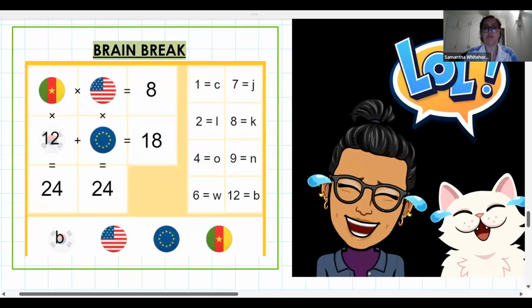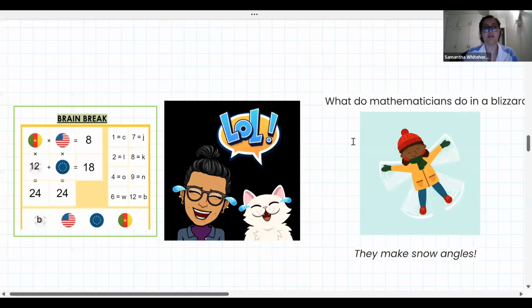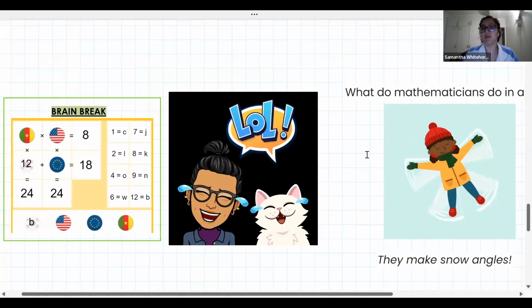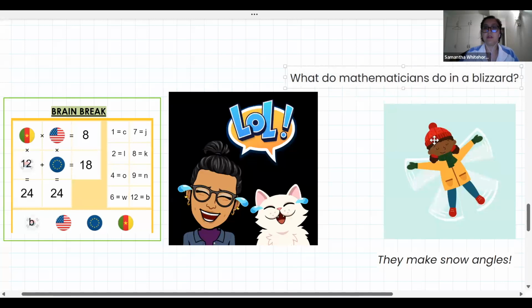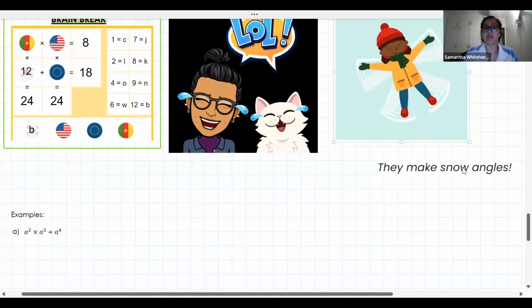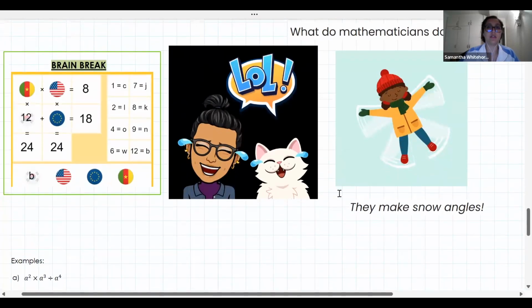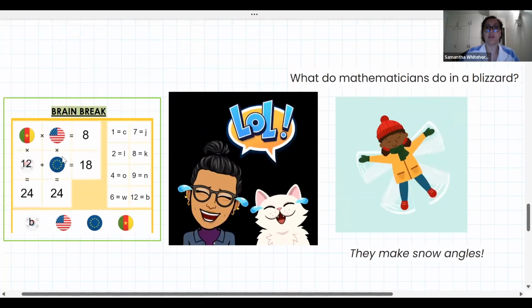Here's your brain break for the day. A little bit different. What's happening here with this brain break is, I'm just going to move this joke over, you have to figure out what the word is at the bottom. There's your joke. What do mathematicians do in a blizzard? They make snow angels. They don't make snow angels. I just ruined my own joke. They make snow angles.